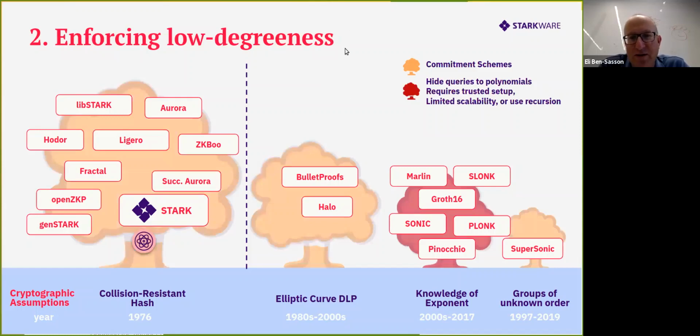The way you enforce low degreeness, in some cases you use commitment schemes of various forms, and in one particular but very important branch, the one that is used by Zcash and a lot of the snarks and Plonk and these other systems, you are hiding queries to the polynomials, but this requires some trusted setup and also has limited scalability unless you revert to other more advanced techniques like recursion, which also have their own issues. So let's move please to the next slide.